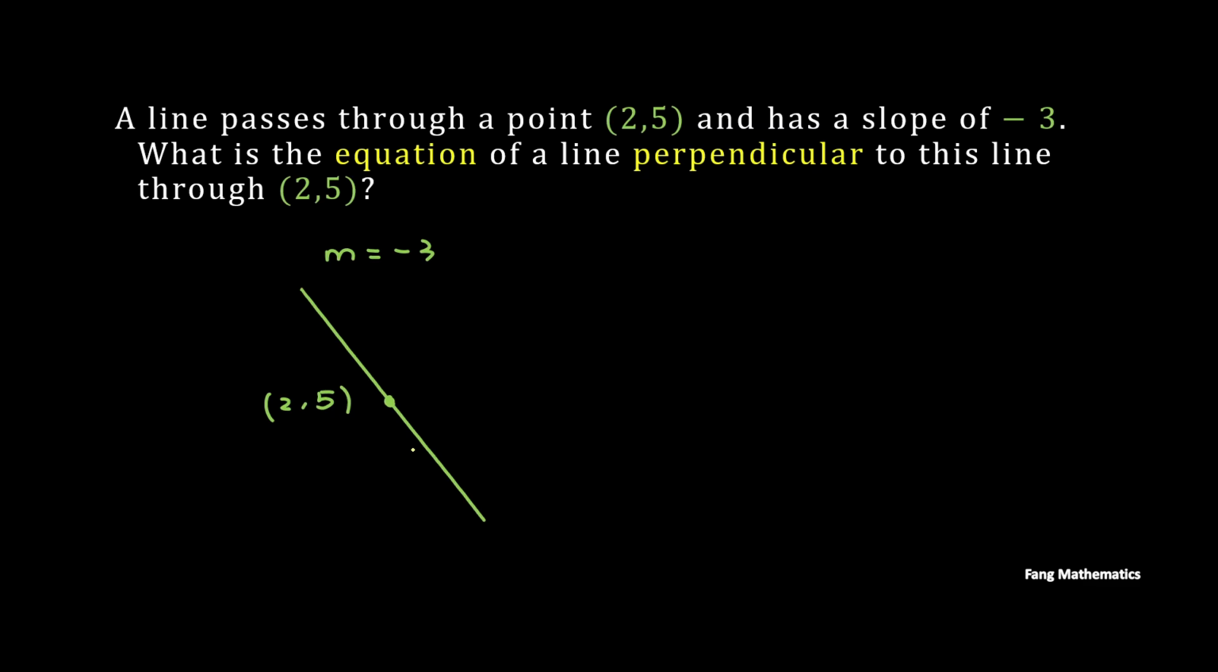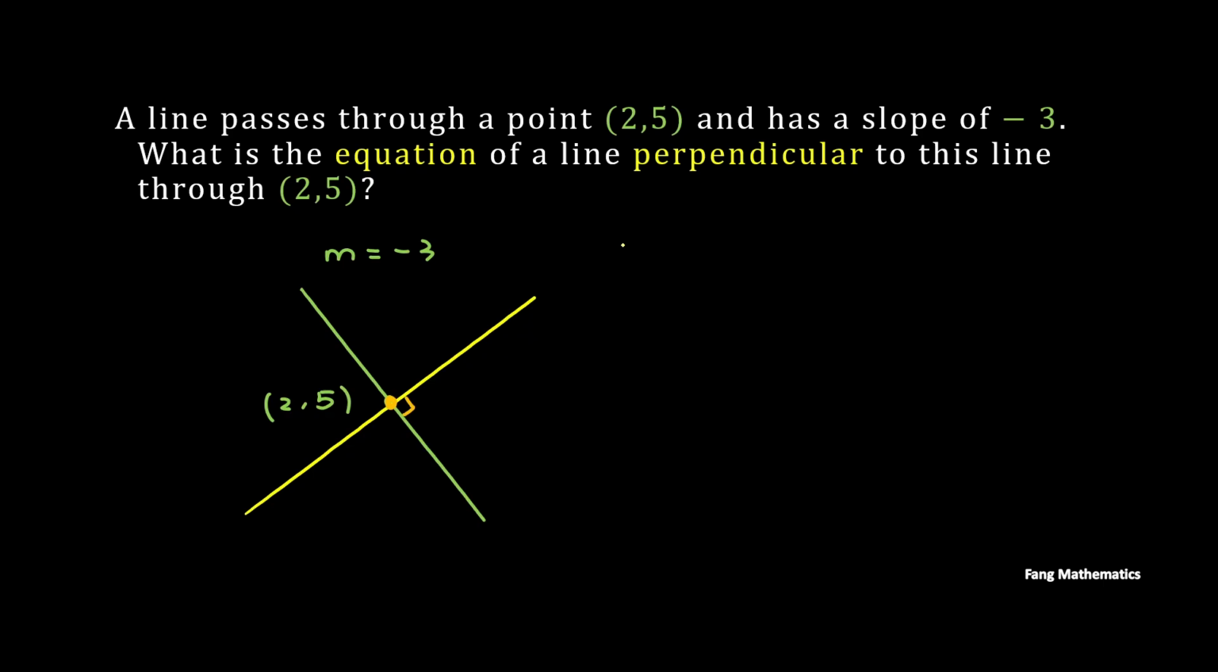If you refer to the second line of the question, you have another line that is perpendicular to this green line and passes through the same point (2, 5). So they should be perpendicular to each other and pass through the same point (2, 5). And we are to determine the equation of this line.